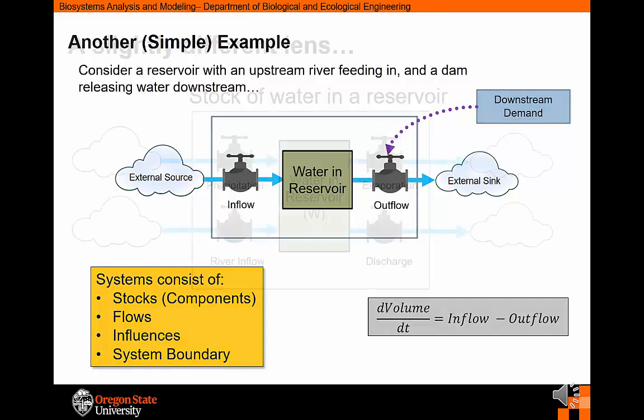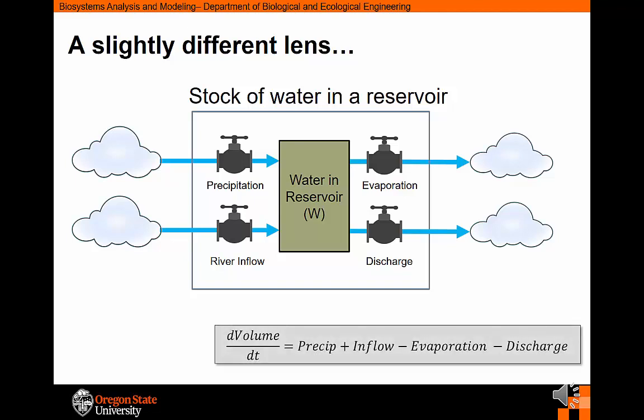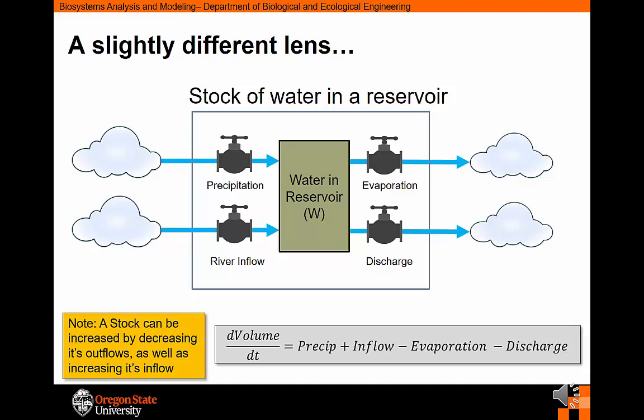Next, let's expand our model to include multiple inflows and outflows. Specifically, we will expand our conceptual model to include an additional input from precipitation falling onto the reservoir surface and evaporation from that reservoir surface. Our mathematical model, still based on maintaining a mass balance on the reservoir stock, is adjusted to reflect new flows in the model. We note here, from the point of view of managing the system, reservoir volumes can be adjusted either by changing inflows, changing outflows, or both.